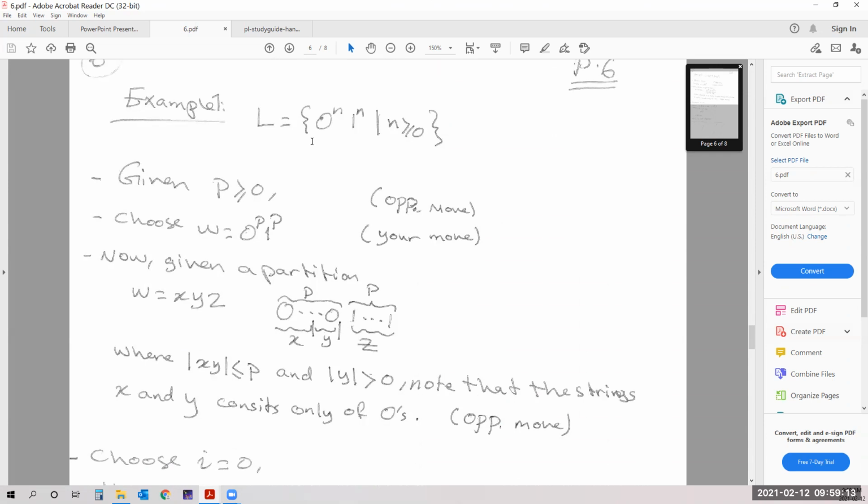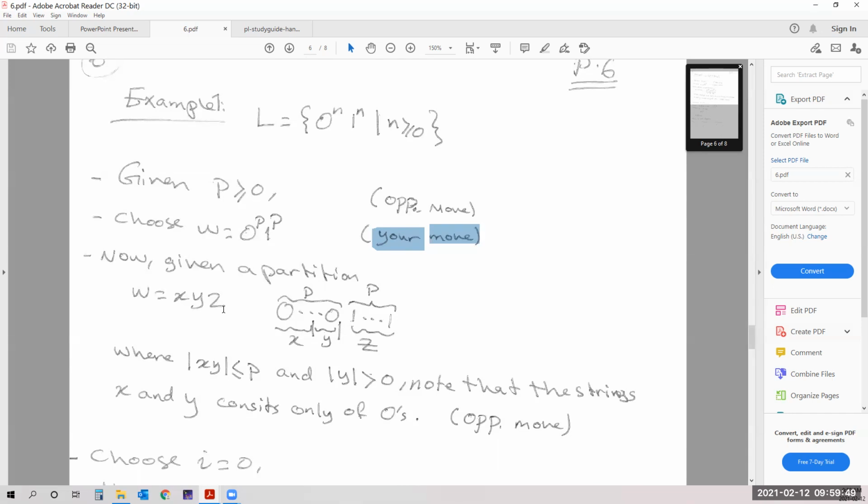Assume that we have a language L, where L is 0 to the power n, 1 to the power n, n greater or equal to 0. Given that P is greater or equal to 0, which is the pumping number, choose W, which will equal 0 to the power P, 1 to the power P. This is your move. Now, given a partition, we have to partition the string W into X, Y, and Z. Then we said the length of XY should be less or equal to P.